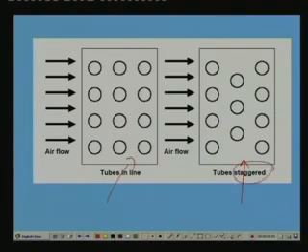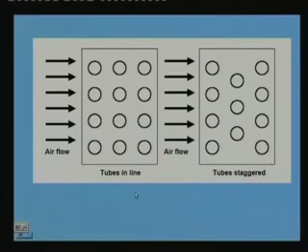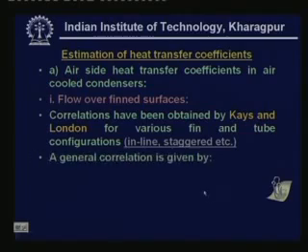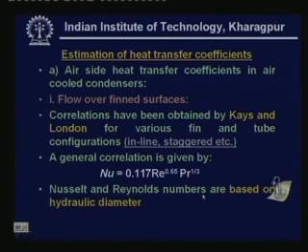Okay, so you call this a staggered arrangement. Case and London have obtained expressions for the heat transfer coefficient for both these arrangements, that means for inline as well as staggered arrangements, and they have found a general correlation given by Nusselt number equal to 0.117 Reynolds number to the power of 0.65 Prandtl number to the power of 1 by 3. And remember that here the Nusselt and Reynolds numbers are based on hydraulic diameter.